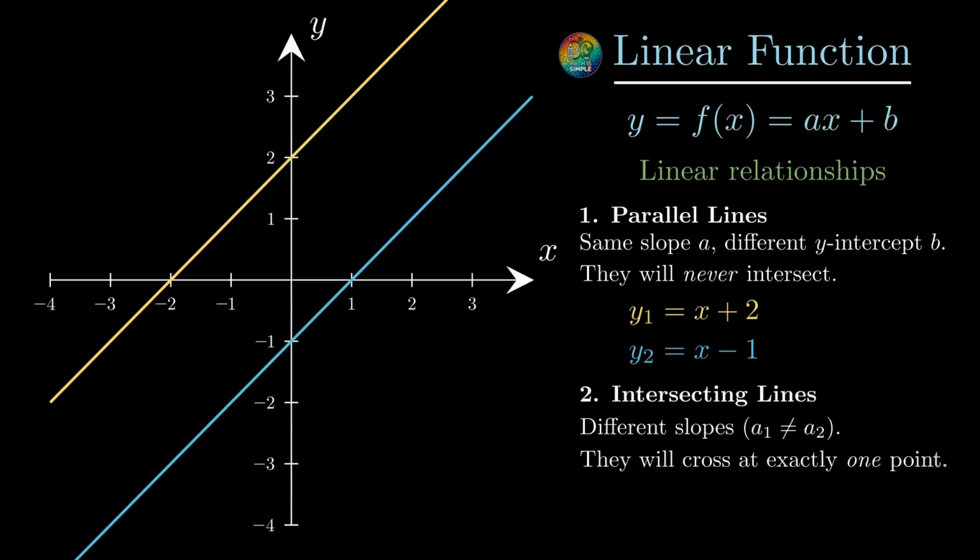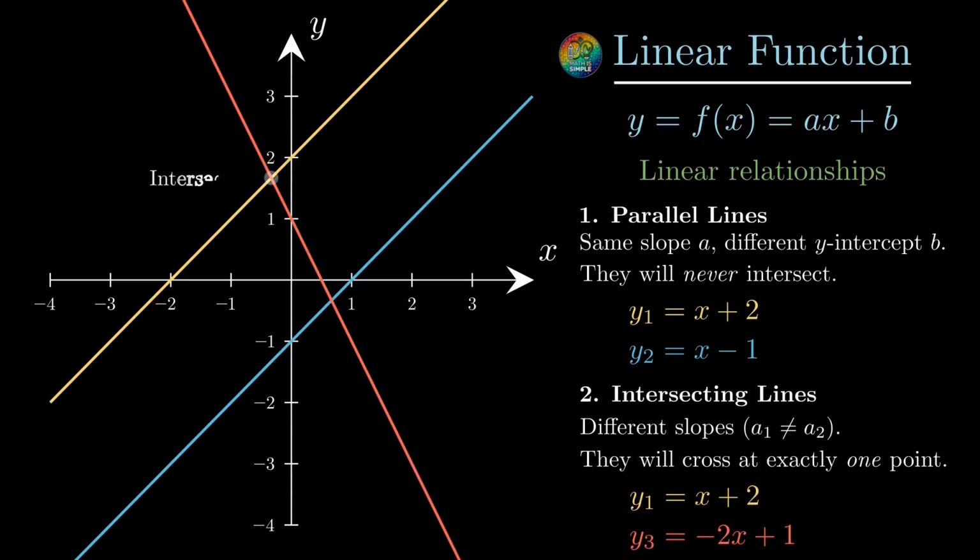Second, let's look at intersecting lines. If two functions have different slopes, their paths must cross. Take our yellow line again and compare it to the orange line, y sub 3 equals minus 2x plus 1. Because their slopes are completely different, they are guaranteed to cross at exactly one point. You can clearly see that point marked on our graph as our point of intersection. In summary, matching slopes give us parallel lines, while different slopes give us an intersection.